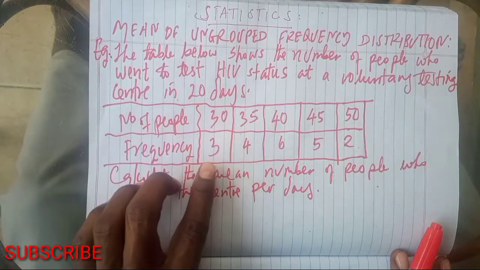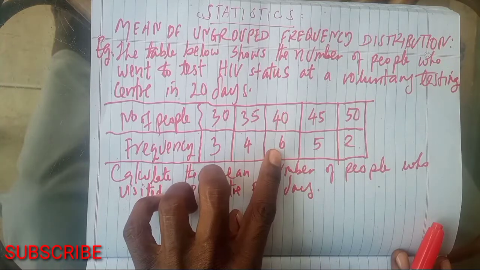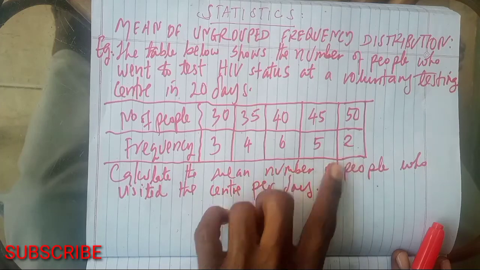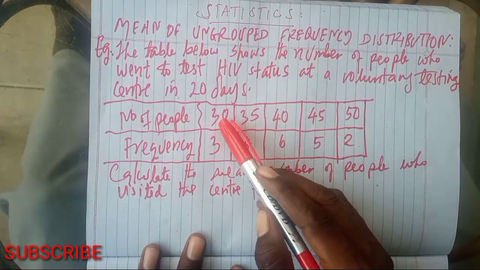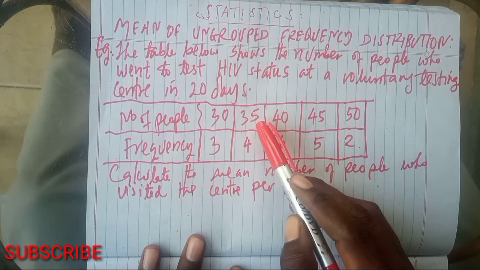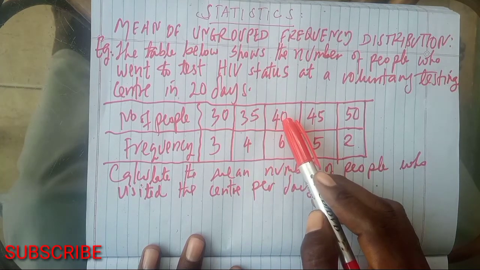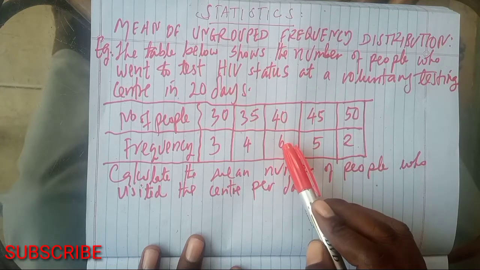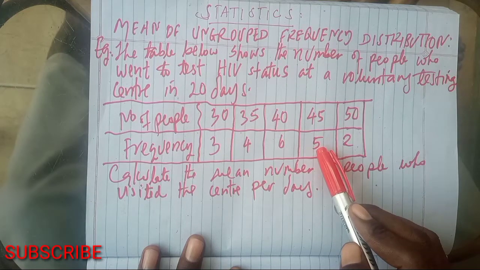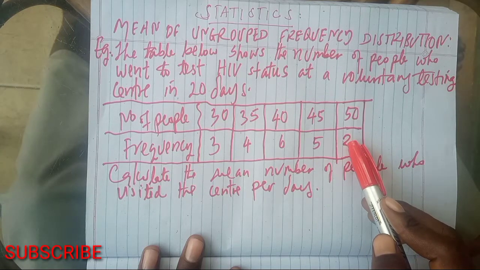It means that 30 appears 3 times, 35 appears 4 times, 40 appears 6 times, 45 appears 5 times, 50 appears 2 times. Maana yake ni kwamba watu 30 walijitokeza mara 3 ndani ya siku 20. Watu 35 walijitokeza mara 4 ndani ya siku 20. Watu 40 walijitokeza mara 6. Watu 45 walijitokeza mara 5. Na watu 50 walijitokeza mara 2 ndani ya siku 20.